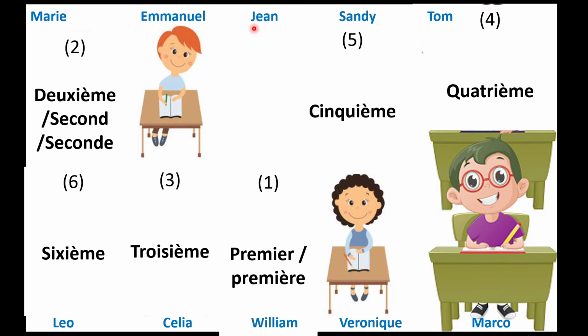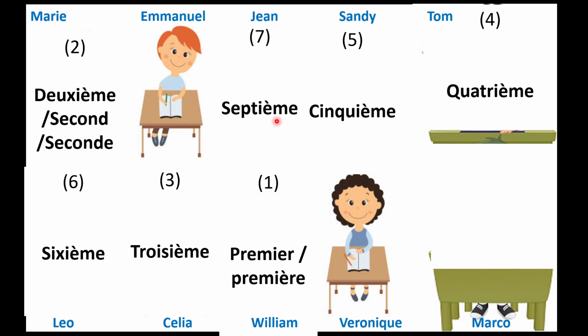Who went home next? Seventh would be Jean, so Jean went home seventh. He becomes septième. Number 7 is sept, so you add I-E-M-E, and it becomes septième. Who went home next? Marco went home next, becoming the 8th child to leave, so he is huitième. Number 8 is huit, you add I-E-M-E, and it becomes the ordinal 8th.